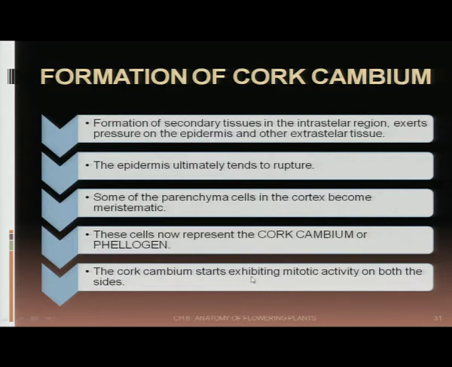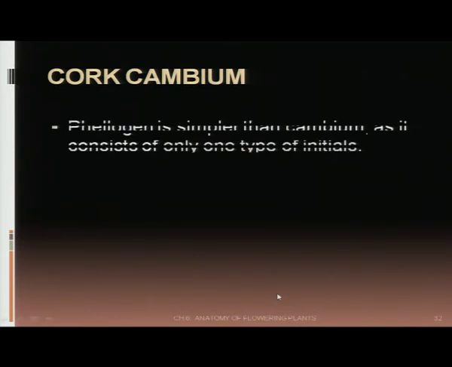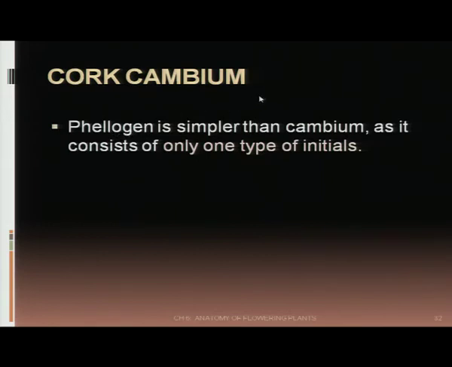The cork cambium starts exhibiting mitotic activity on both the sides. So, now it will start cutting new cells on both sides, towards inside and towards outside also. The structure of this cork cambium: phellogen or the cork cambium is much simpler than vascular cambium. Why? Because it consists of only one type of initials.